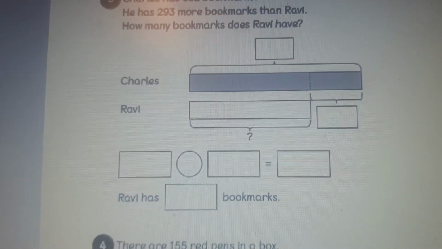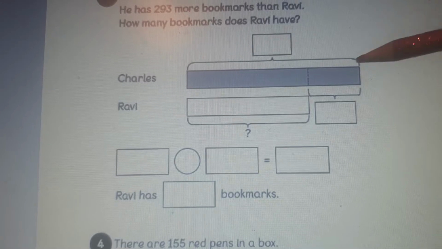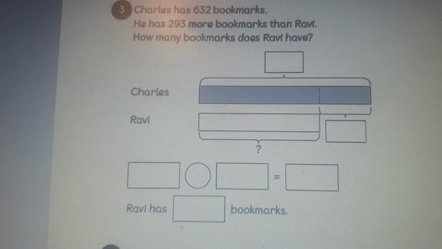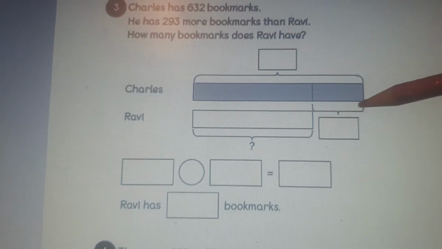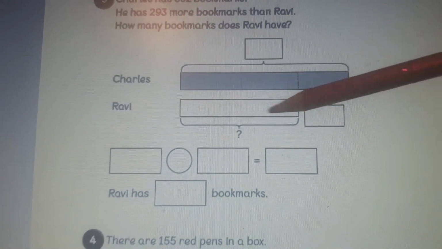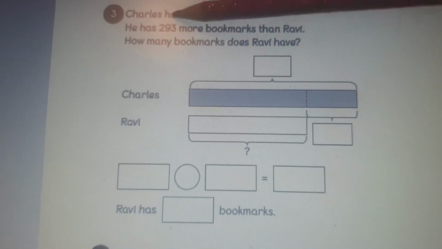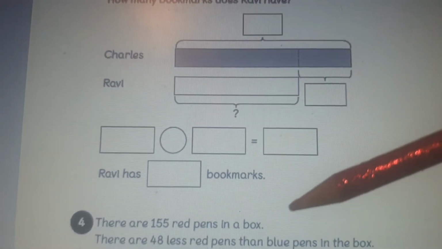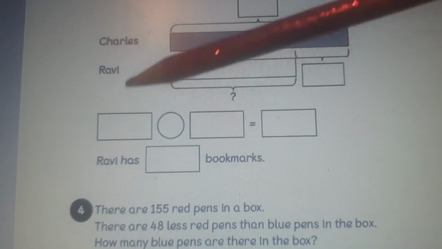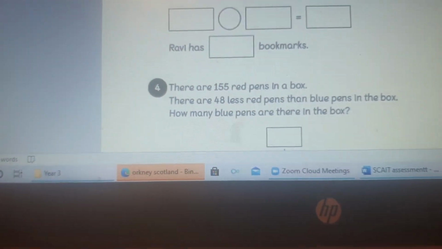So we know Charles has 632. So that would be here. Okay? He has 293 more than Ravi. So this is what Ravi's got here. Ravi has less. He has 293 less. So what's our calculation going to be? I'll leave that up to you. And we'll just have a look at that last question.